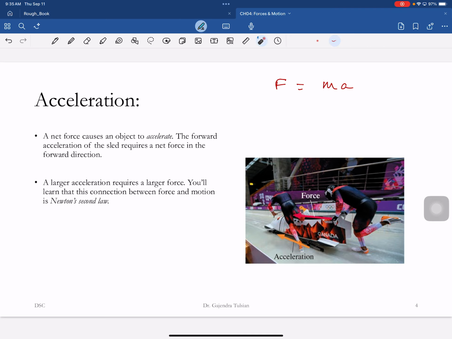He gave us this equation. This is Newton's second law. What he realized was the greater the force, the greater the acceleration of the object. And for a given force, the larger the mass, the smaller the acceleration. So you can apply a force to a semi-truck and it won't accelerate as much, and if you apply the same force to a small car, it'll accelerate more. So a larger acceleration requires a larger force. This is Newton's second law.